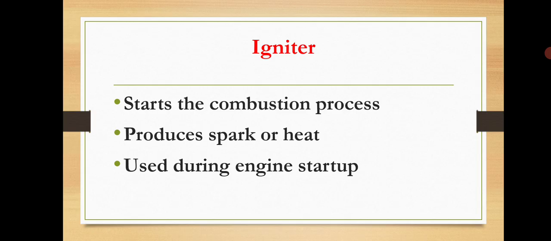Second point, produces spark or heat. In a petrol engine, it produces a spark through a spark plug. In some systems, it produces heat to ignite fuel. This triggers combustion. Third point, used during engine startup. It works only at the beginning of engine operation. Once combustion starts, it is no longer needed continuously. It helps the engine start smoothly.